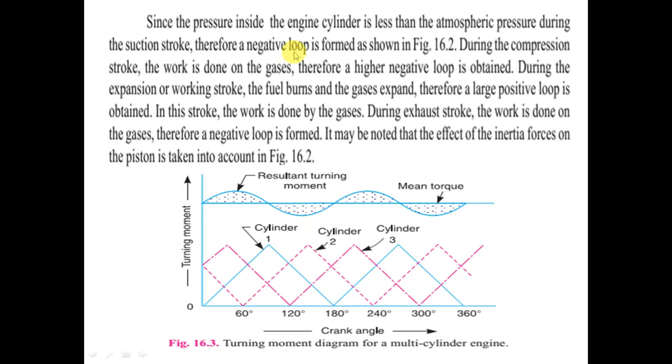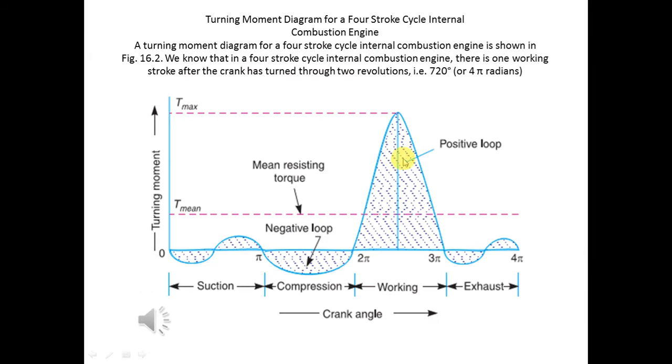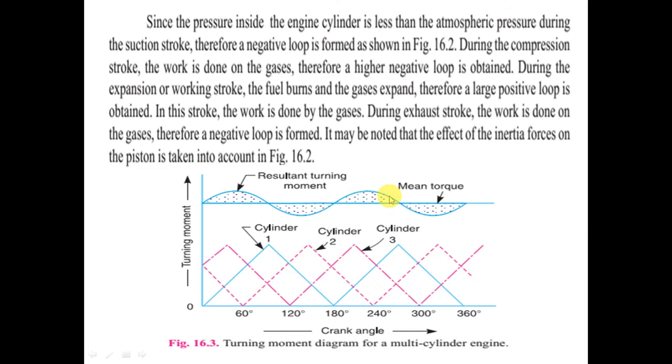A small explanation: the pressure inside the engine cylinder is less than the atmospheric pressure during the suction stroke, therefore a negative loop is formed. During the compression stroke the work is done on the gases, therefore a higher negative loop is obtained. Whereas during the working stroke the fuel burns and the gases expand, therefore a large positive loop is obtained. So here this is the large positive loop, that is excess energy produced above the mean torque line. And during the exhaust stroke the work is done on the gases, therefore a negative loop is formed.